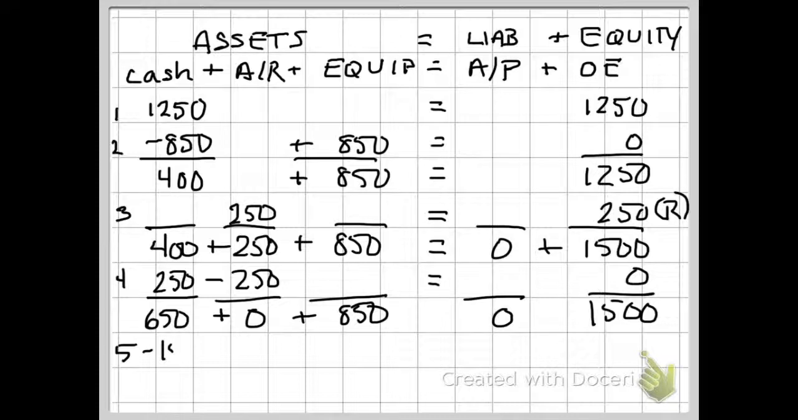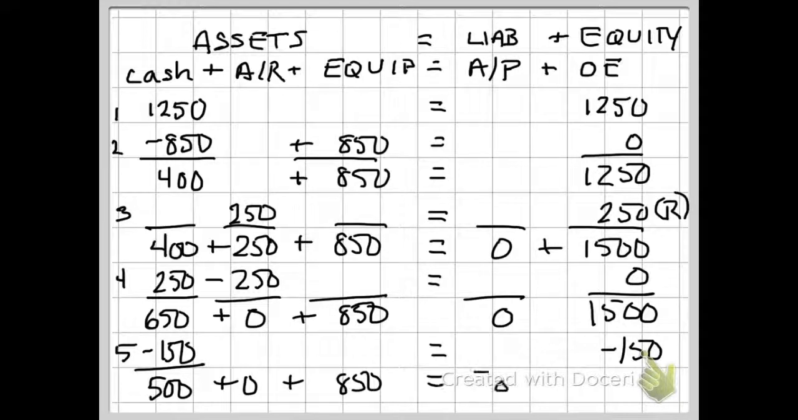The last transaction is we paid our expenses of $150, and sure enough we have $500 left in our bank account, $850 in equipment, and our owner's equity is $1,350.